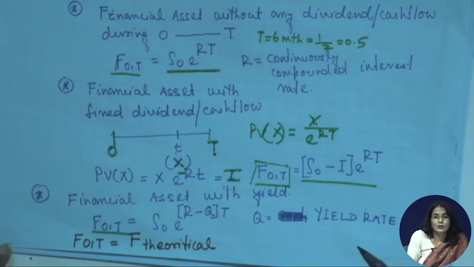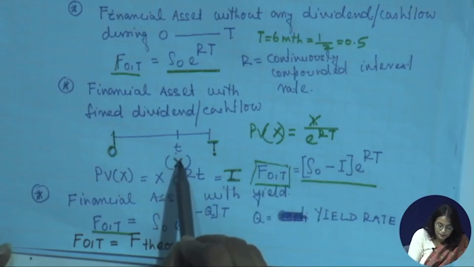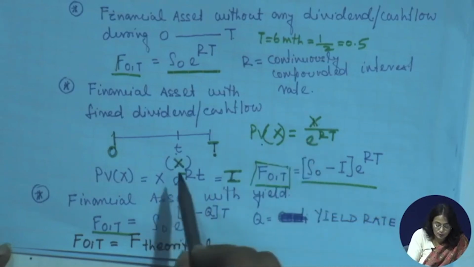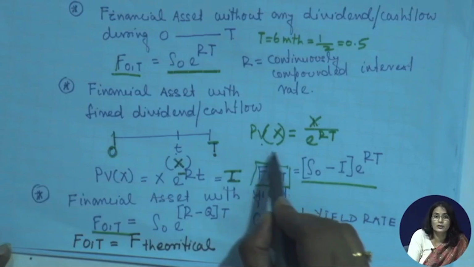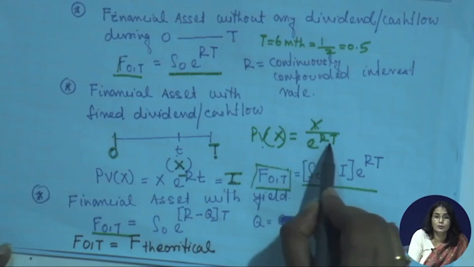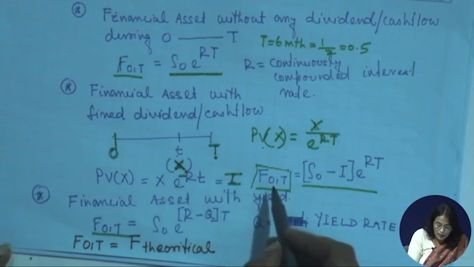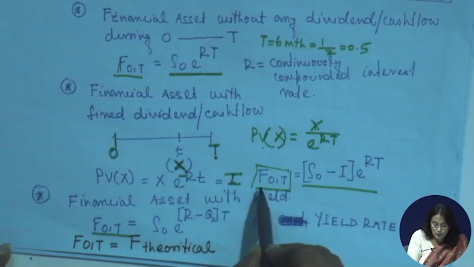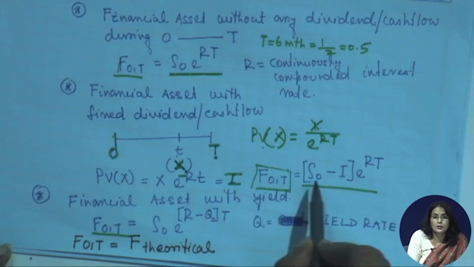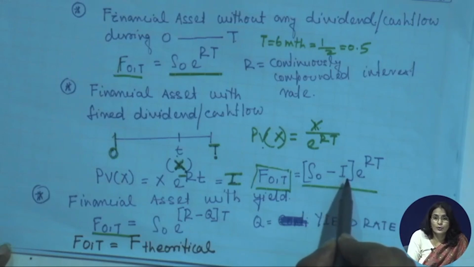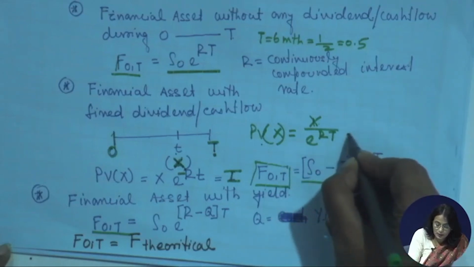So in that case, what is going to be the value of a forward or futures contract? What is going to be the present value of X? The present value of X will be X into e to the power minus RT, which is equal to X by e to the power RT. So we will find the present value of X, and how do we adjust the forward price? F0t is nothing but S0 minus I into e to the power RT, where I is equal to the present value of the dividend.